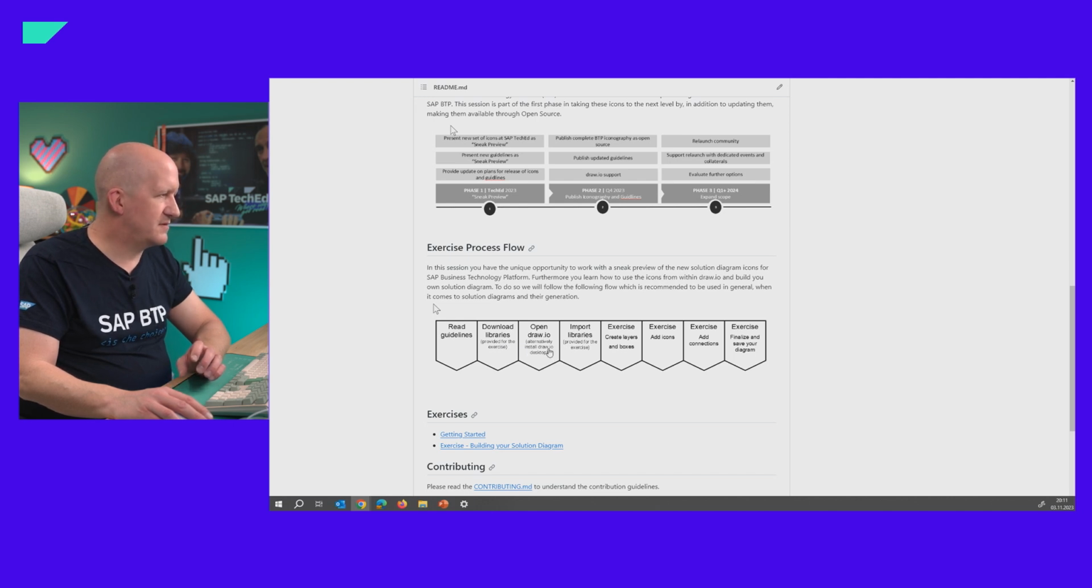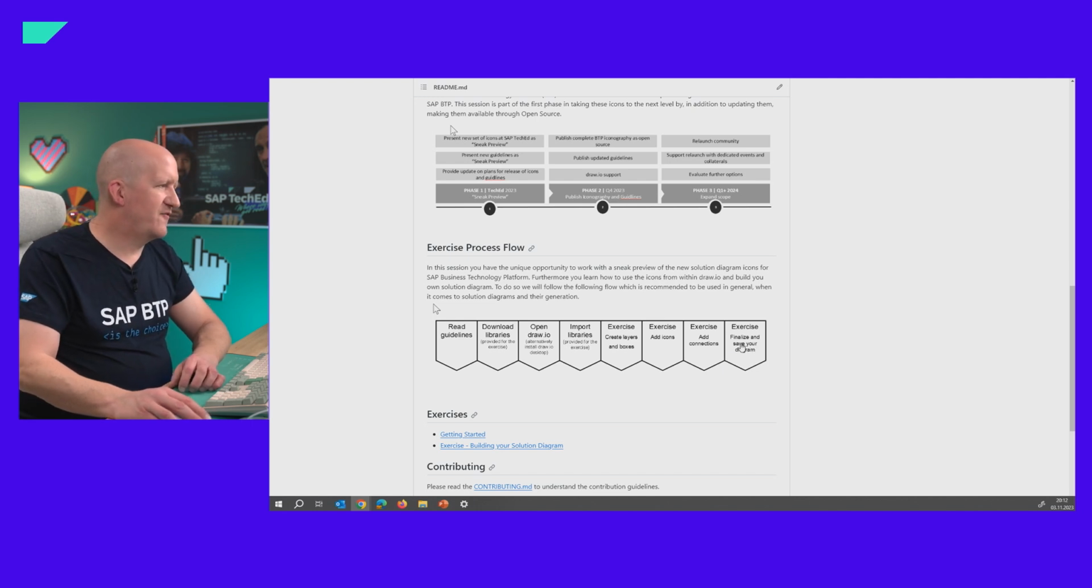Then you use Draw.io, and this is something that I mentioned explicitly here, because you can use the web client as well as the desktop. And then import the libraries that we are providing for this exercise, go through the exercises, and really try to follow the order here. It's again mentioned in the exercises. Create the layers first, create the boxes, add the icons, add the connections, and last but not least, finalize and save your diagram. Always a good idea.